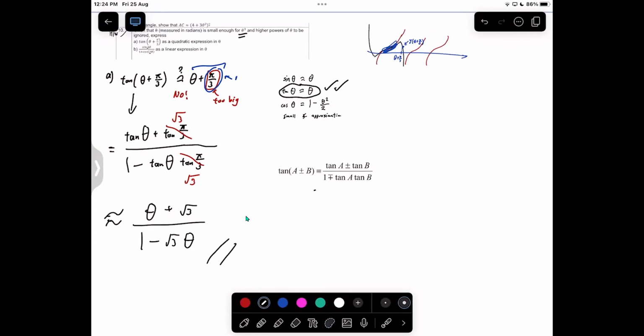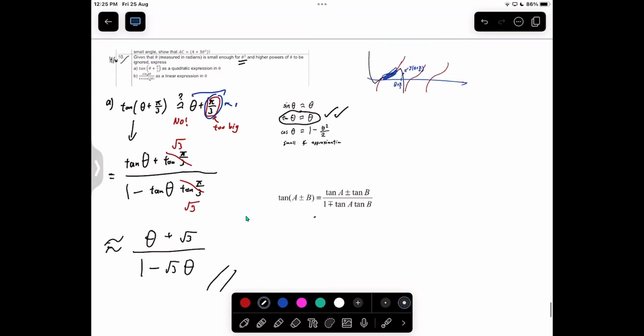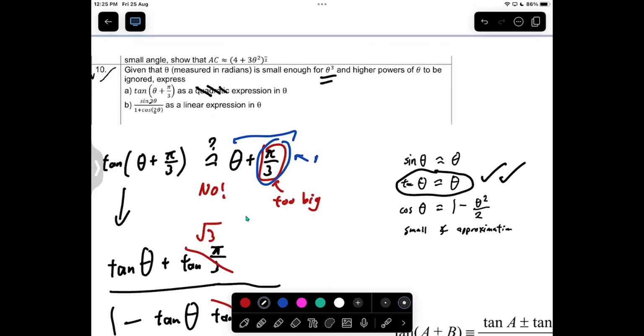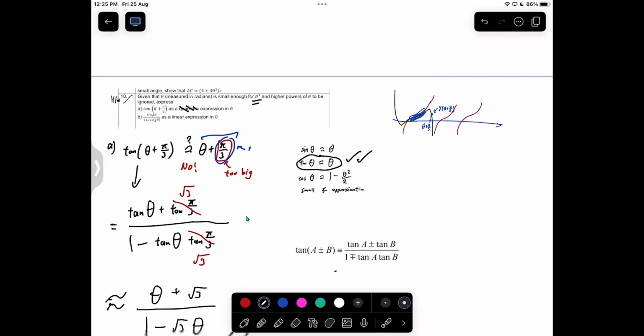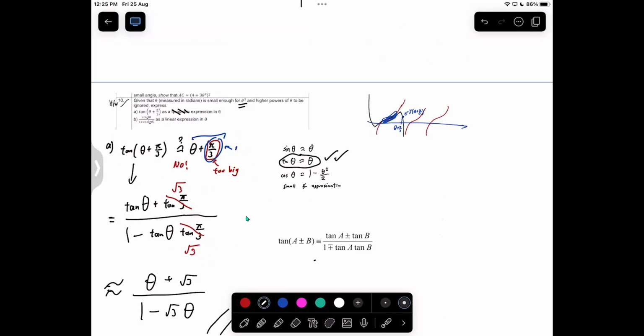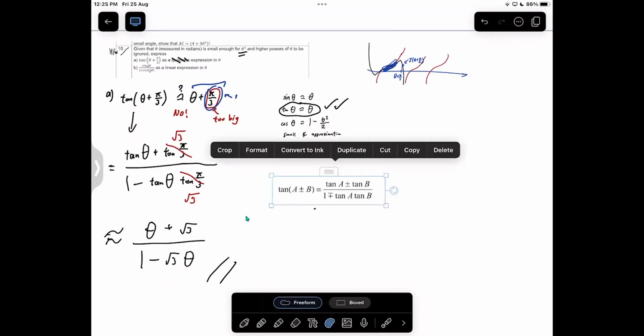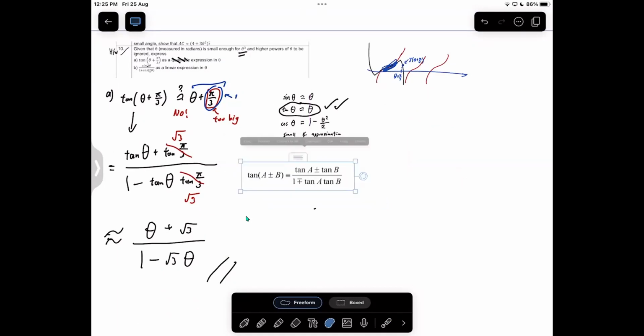Quadratic expression. Let me see. Why did they request for quadratic? That doesn't make sense. I missed out something. No, I think this is an error. It shouldn't have quadratic. It's just an expression. It's a mistake with the question. Sorry, it shouldn't say quadratic. That's for part A. Okay, move on to part B now.